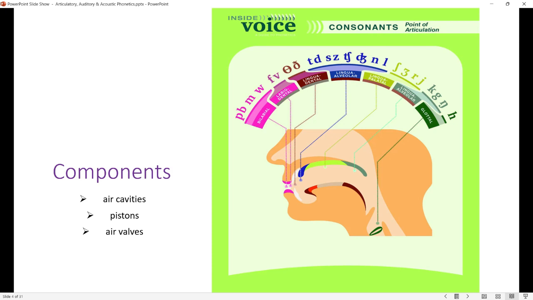Components. The vocal tract can be viewed through an aerodynamic biomechanic model that includes 3 main components. For example, when making a P sound, the lips come together tightly, blocking the air momentarily and causing a buildup of air pressure. The lips then release suddenly. Air cavities. Pistons. Air valves.